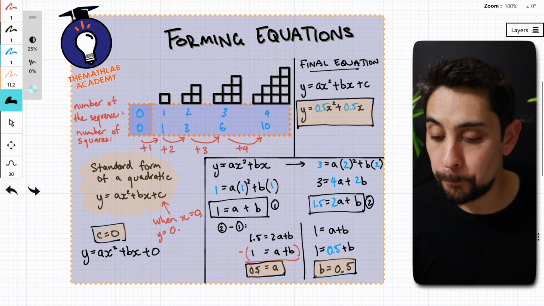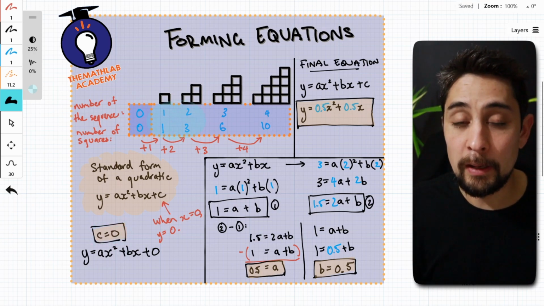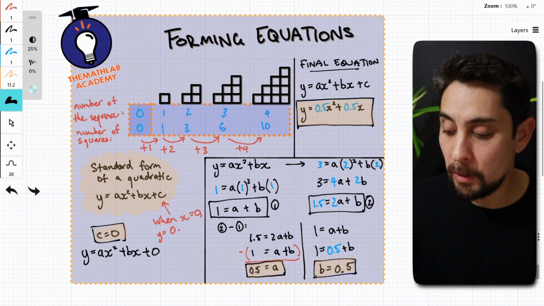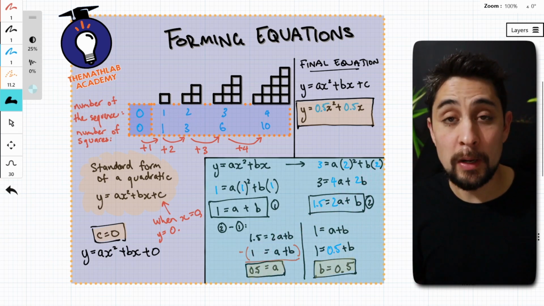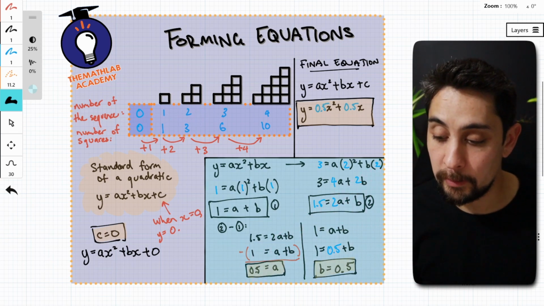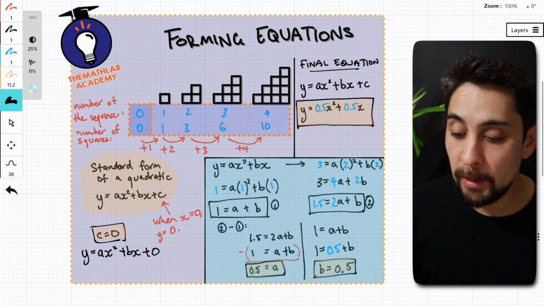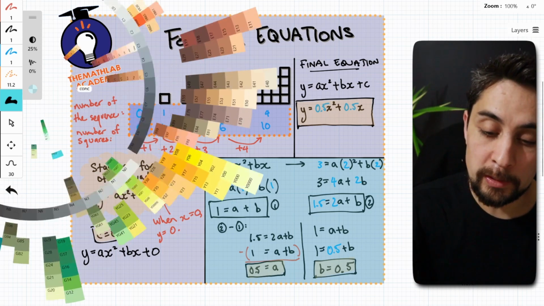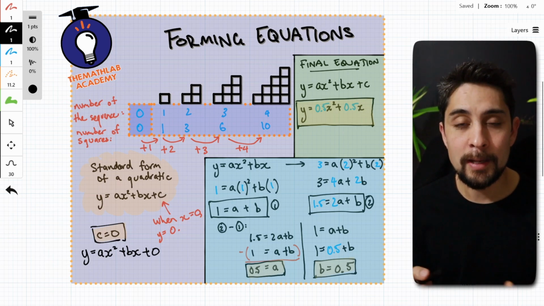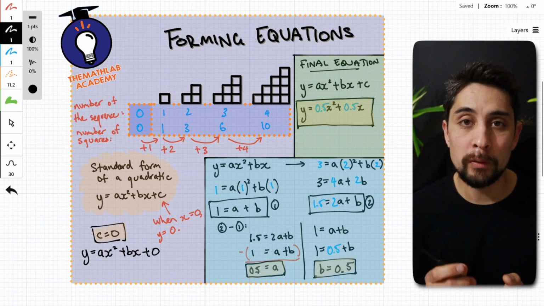must be 0. We then used two other values for our x's and y's to come up with two different equations and work out what A and B is, using a little bit of algebra. And that gave us our final equation. So that is how we form an equation for a quadratic sequence.